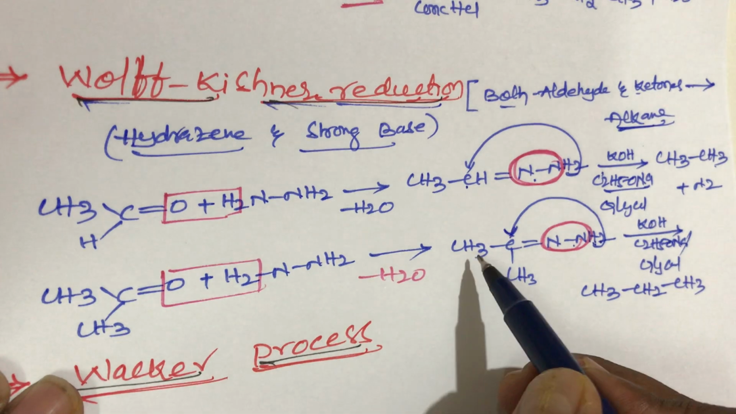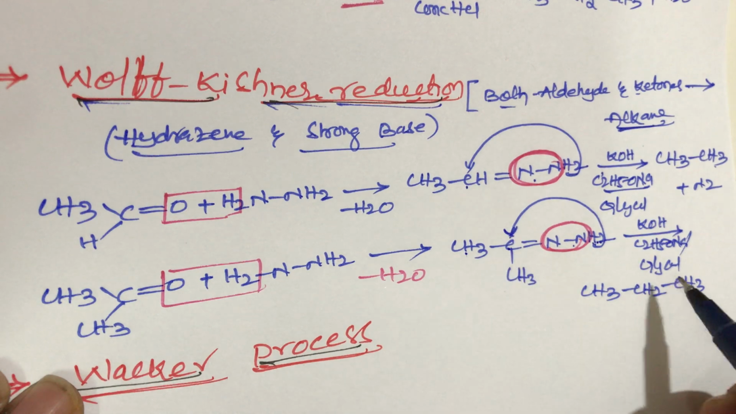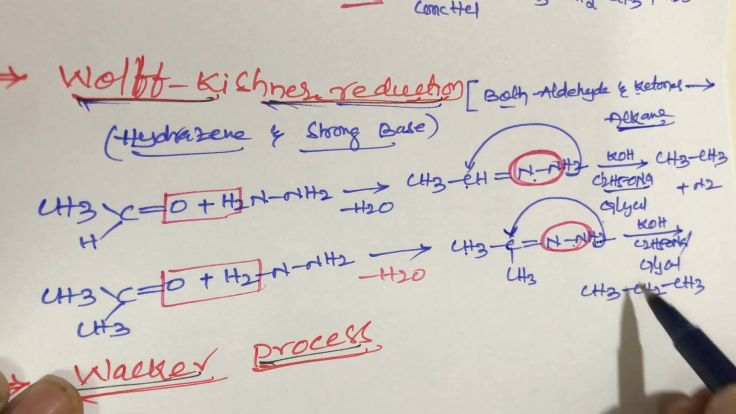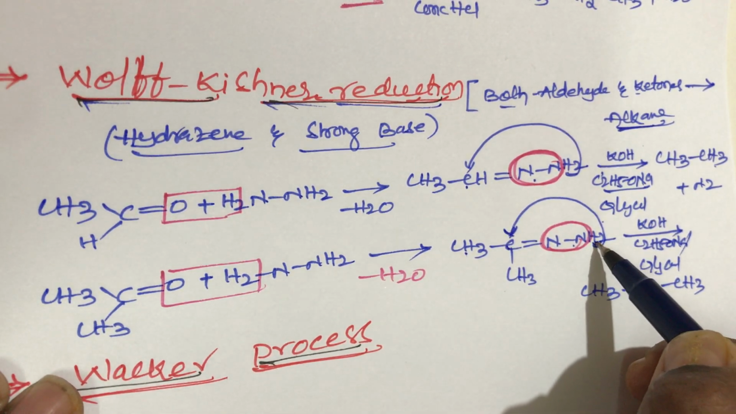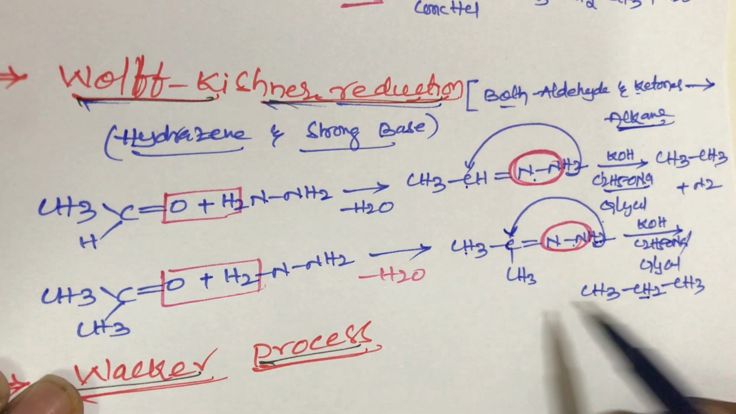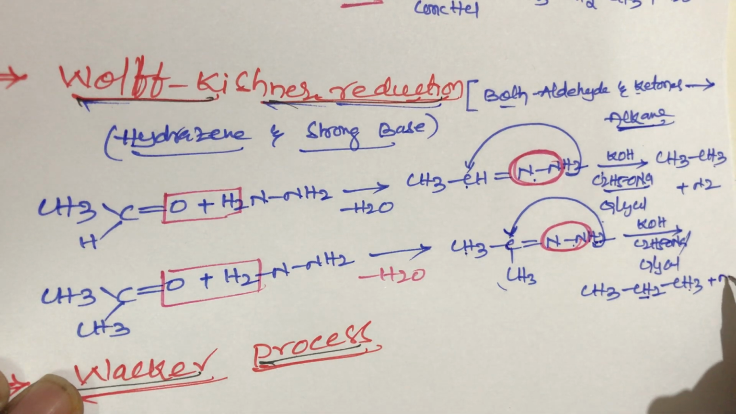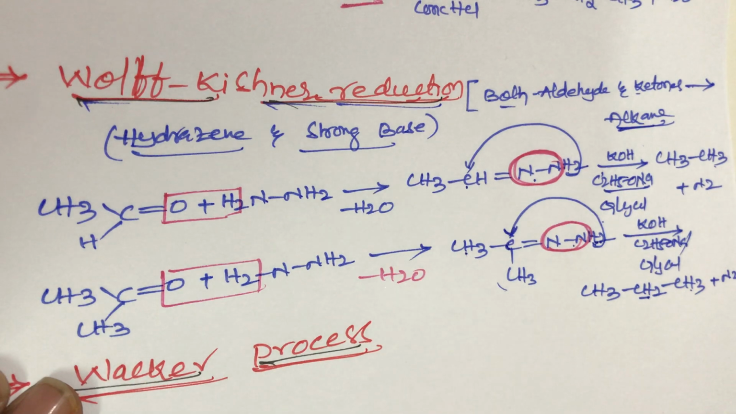Simply remember, here CH3 is already there, and these 2 hydrogens combine with this carbon, so this carbon is converted into CH2. Then the remaining CH3 is there, so propane will be formed, propane plus N2. This is the important name reaction, Wolff-Kishner reduction.